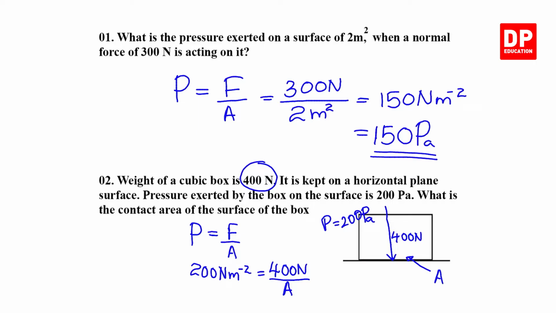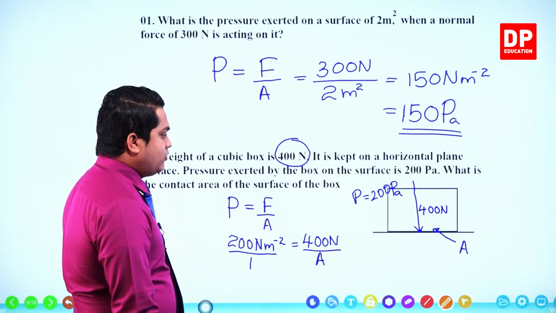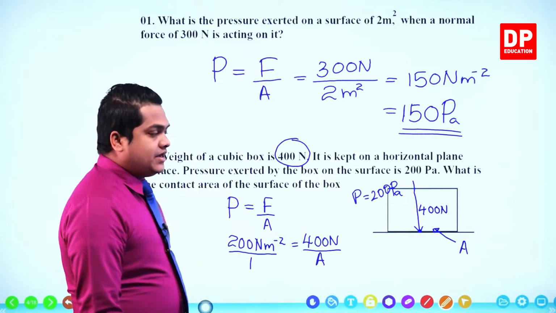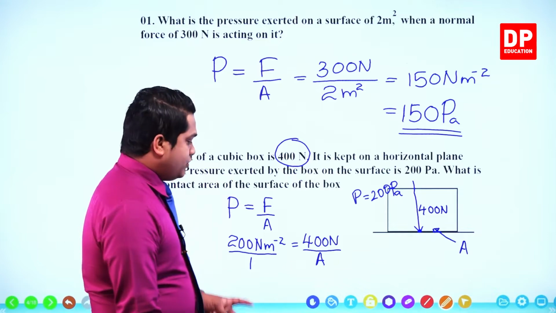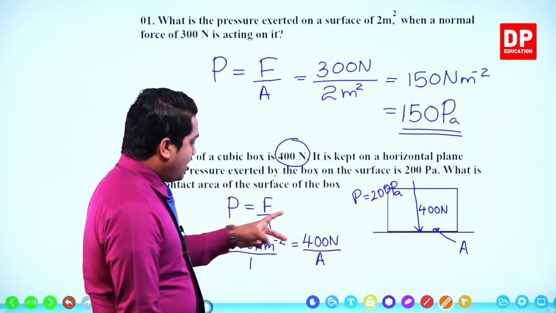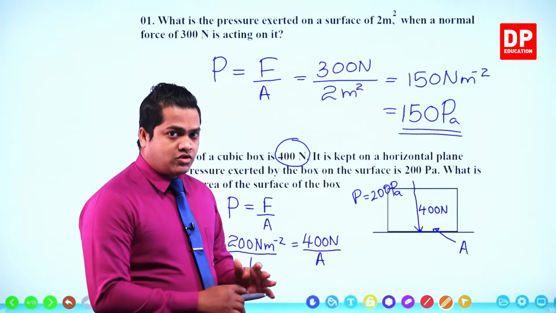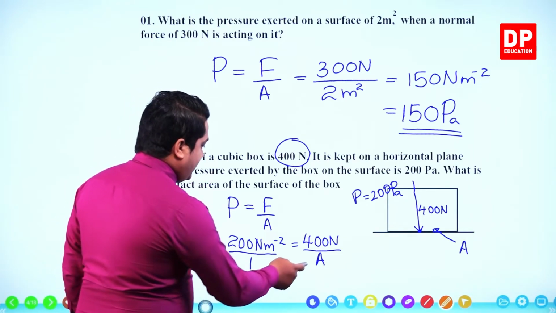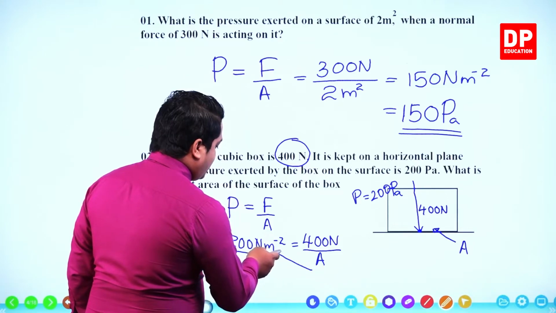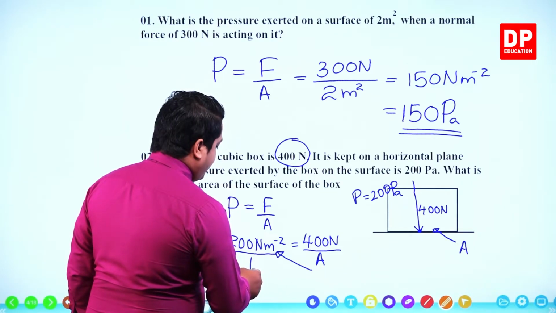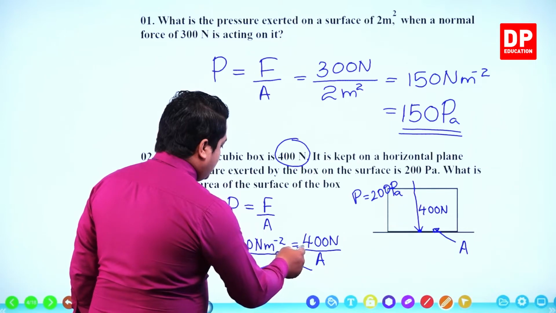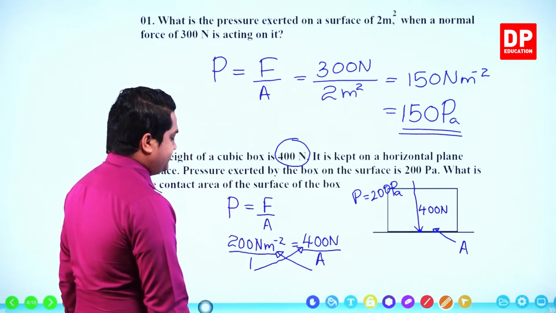Now what do you have to do, my dear children? You place 1 over here. And now let's do the cross multiplication. I think you have heard about cross multiplication in an equation. If you have two fractions like this, you can do the cross multiplication, where you take this one to be multiplied with the top part, the numerator, and this denominator with the numerator over here.